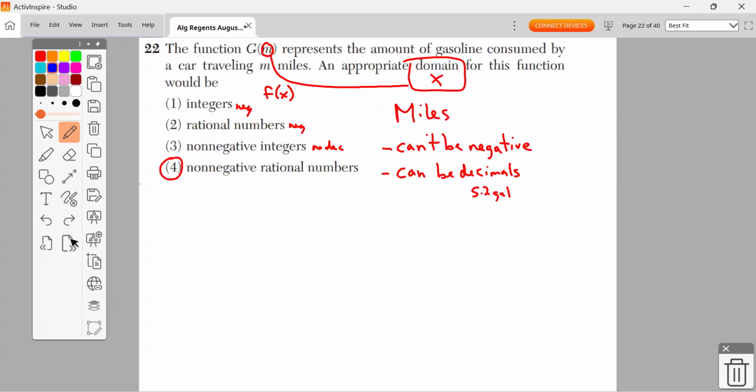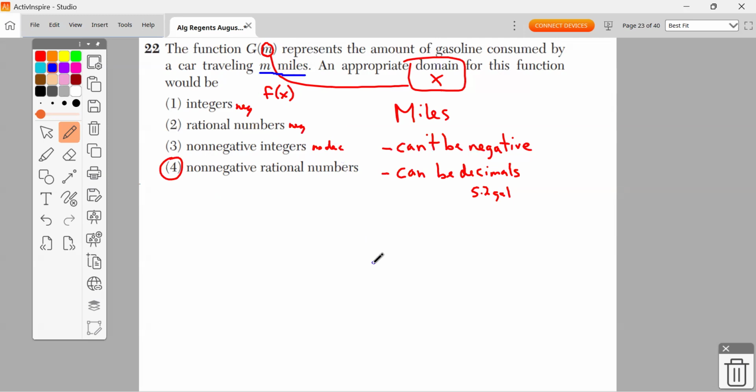In question number 22, the function g of m represents the amount of gasoline consumed by a car traveling m miles. An appropriate domain comes before range, just like x comes before y. So we're talking about the x values would be what? So think about f of x. Normally we say y equals or f of x. So that x is in the same spot as the m. So when we're talking about the x values, we're talking about m. That means we're talking about miles.